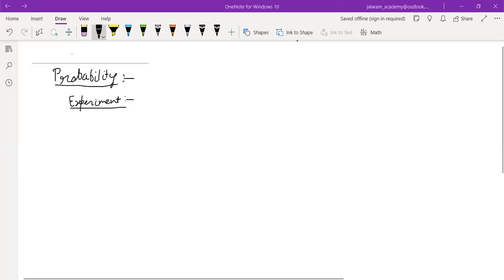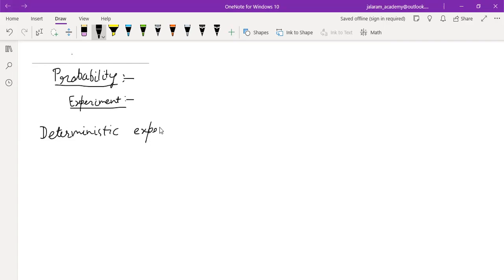How many types of experiments are there? Remember, there are two types of experiments. First are the experiments which are well known to us and are called deterministic experiments.